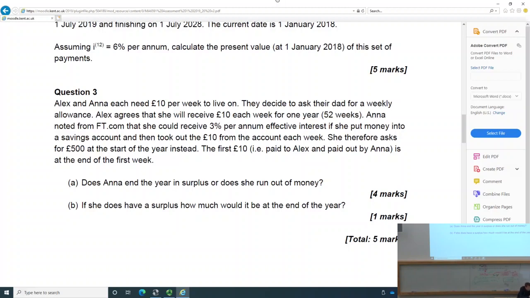So, A, does Anna end the year in surplus, or does she run out of money? Okay. So, I'll let you have a think about that for a few seconds. You can pause the video, and then I'll get on to going through the solution.